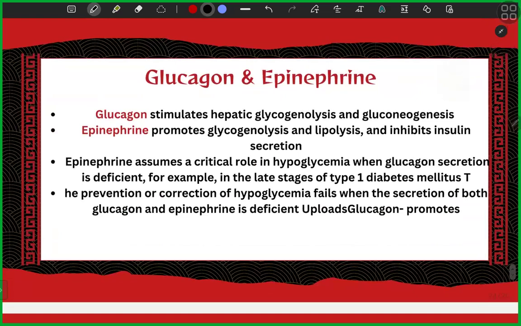You have glucagon and you have epinephrine. Again, glucagon and epinephrine are basically on the other side of the tug of war. Glucagon stimulates hepatic glycogenolysis and gluconeogenesis, right? Because it goes there and it depletes the store we have in case of emergencies like hypoglycemia, and it starts making new glucose because you need the new glucose. Epinephrine promotes glycogenolysis and lipolysis. It does not make new glucose. It just starts breaking down what already is.